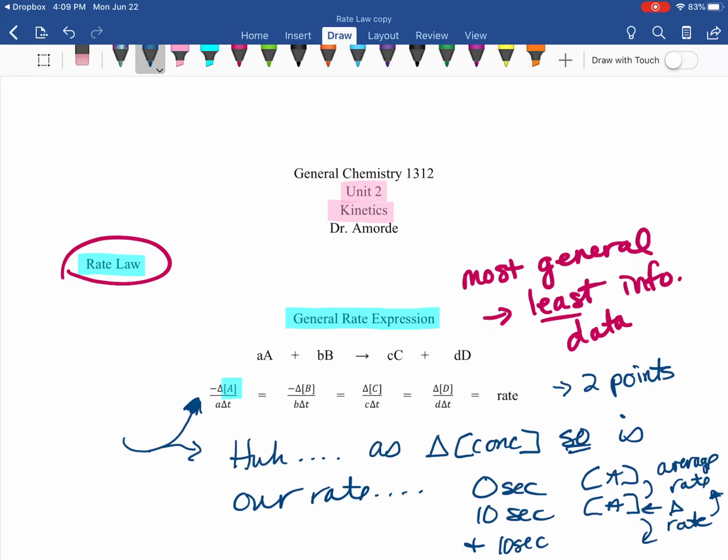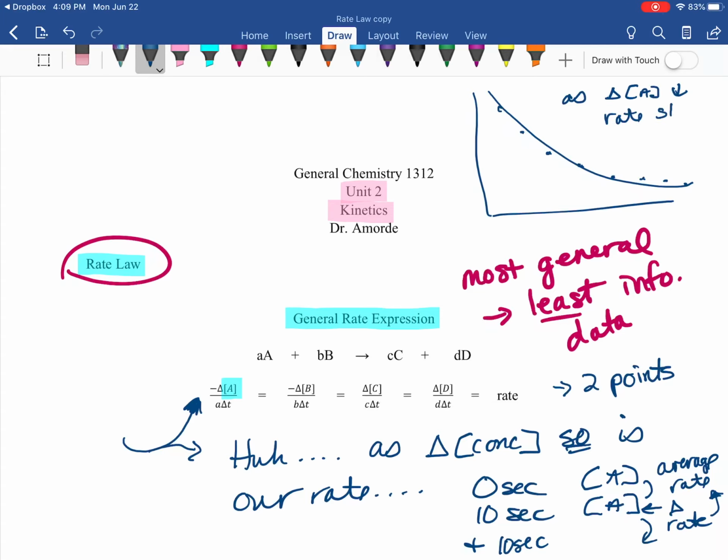So what we saw in our last videos, it's actually quite typical to generate several points of data and actually plot them. And what we would notice is that typically that is not linear, because as we lower that concentration, our rate starts to slow down. So we'll do quite a bit of graphing and quite a bit of data crunching in our kinetics unit.